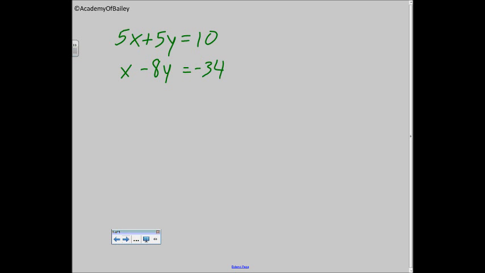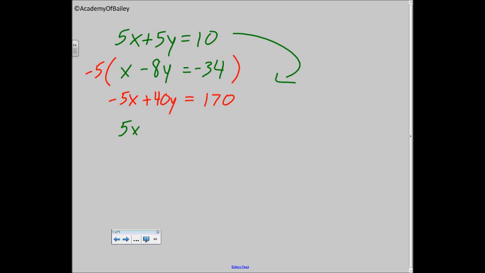Two variables, what do we have to do? I think I'm going to multiply this by negative 5. If I multiply that by negative 5, that leaves negative 5x, positive 40y, and what's positive? 5 times 30 is 150, and 5 times 4 is 20. So there we go. And let's bring that first equation down here. 5x plus 5y is equal to 10, so that way you can see what we're doing here.